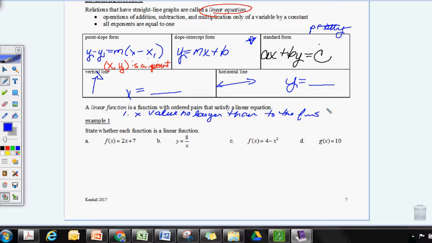Okay, sorry. This is not writing real well, but we're going to get through this. Second rule, let's change colors so you can see a little different. And for the second rule, there are no x values in the denominator.